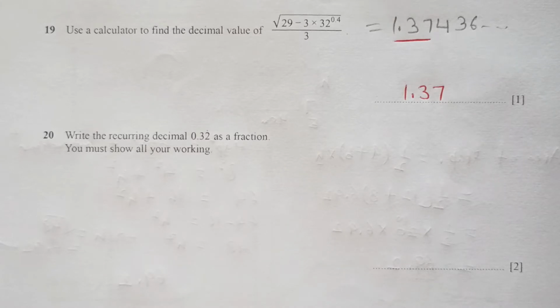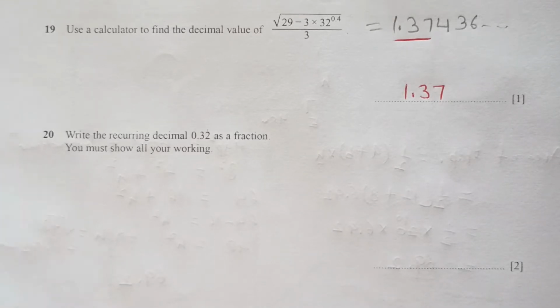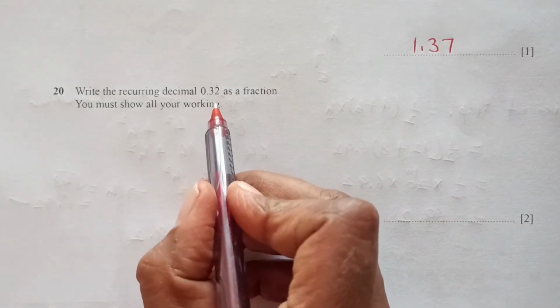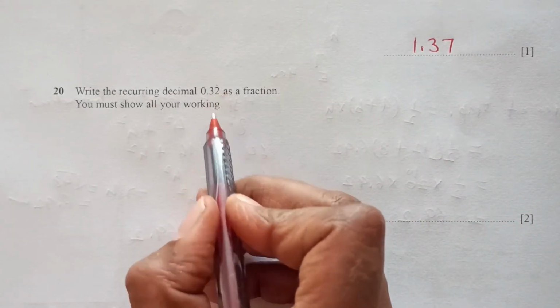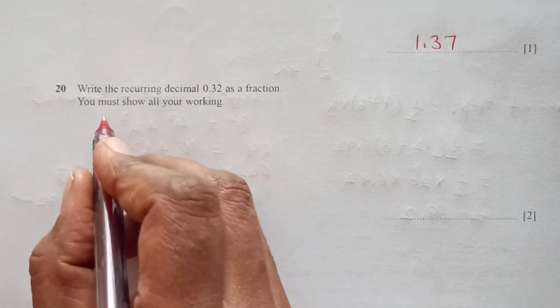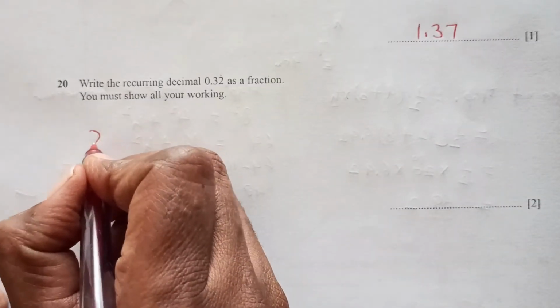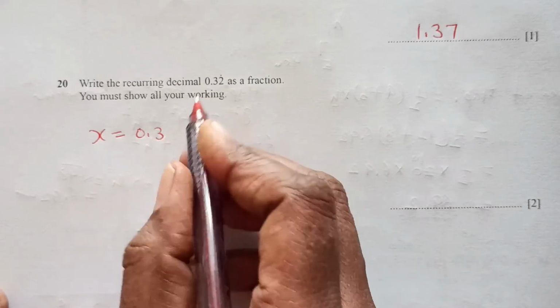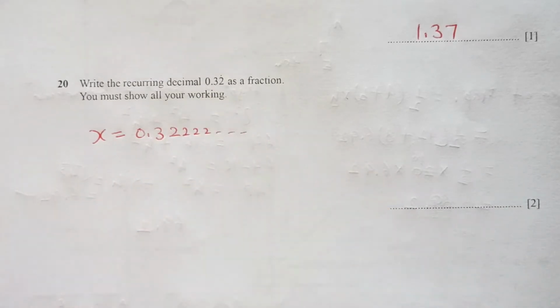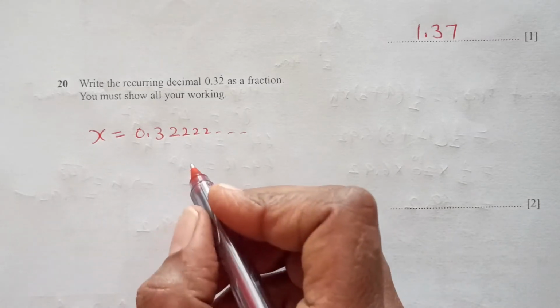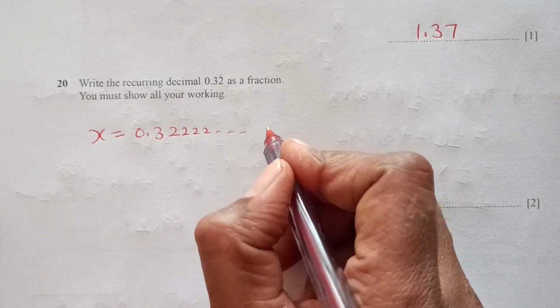Now question number 20. Write the recurring decimal 0.32, you can see there is a dot only on the 2, as a fraction. You must show all your working. Okay, so let's say x equals 0.3222, because 2 is repeating here only. Now we are going to multiply this number by something so that we can have the same thing on the right hand side. So let's multiply this by 10.